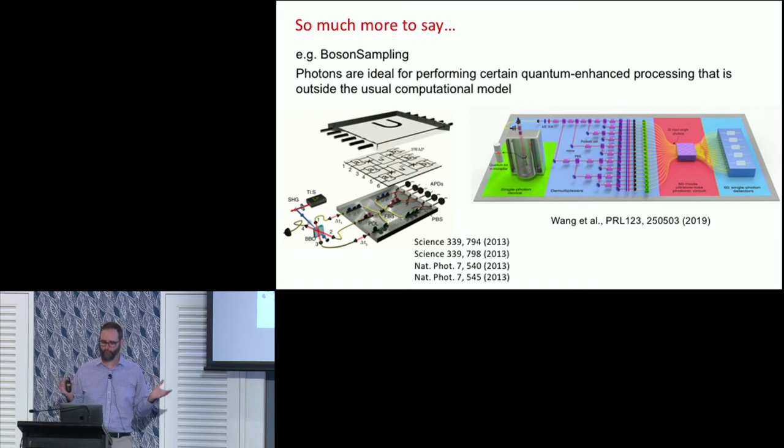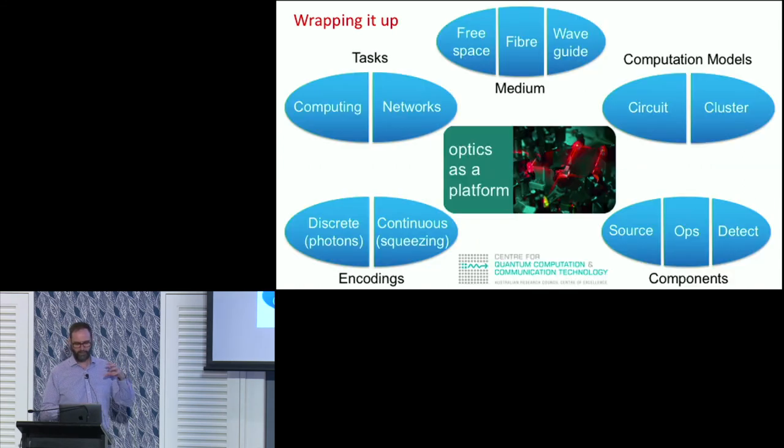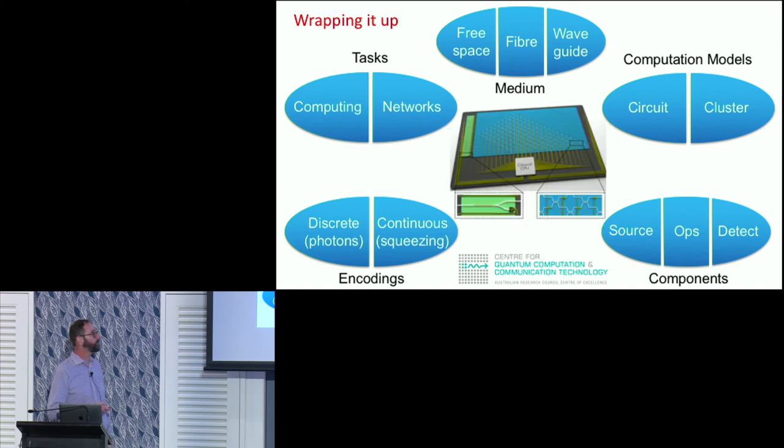There's so much more to say about the optics space. I haven't even talked about sampling problems. Photons are ideal for some non-universal kinds of tasks because of their bosonic nature, and there are efforts within and outside the center on that. But let me conclude by reminding you that one of the reasons we're interested in optics is because of these different advantages: interacting networks with computing devices, low noise, and the ability to muster many, many photons. We've talked about how optics plays out with all of these different tasks, and so it gives us the idea of optics as a platform, perhaps an integrated platform, in which we can have sources, operations, and detectors for large-scale quantum computing and other quantum tasks.